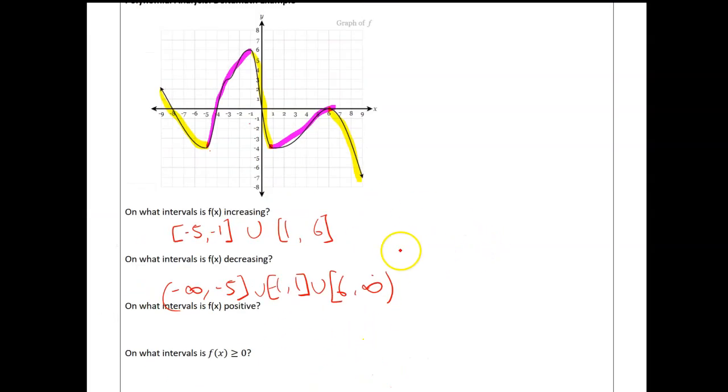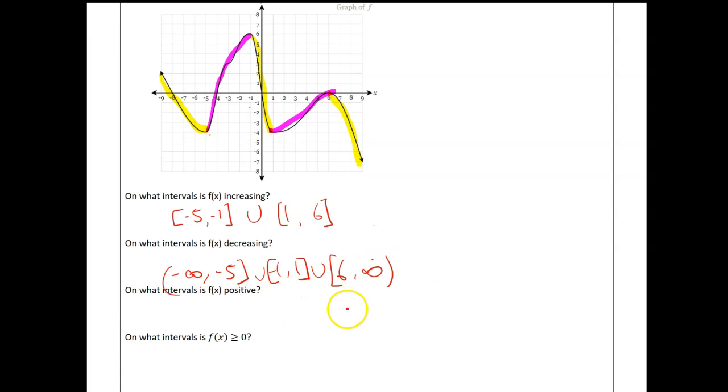Okay. Positive now does not mean the same thing as increasing. And this is important because it's easy to mix these up. So positive means that f of x is greater than 0, meaning y is bigger than 0 is really what this means, right? So positive is anywhere where the graph is above the x-axis. So there's 2 intervals here. So the first interval is from -infinity to -8. And here, -8 gets a parentheses. Think about why that might be.